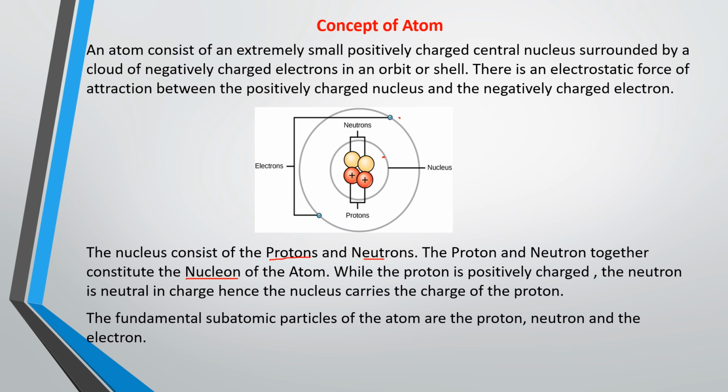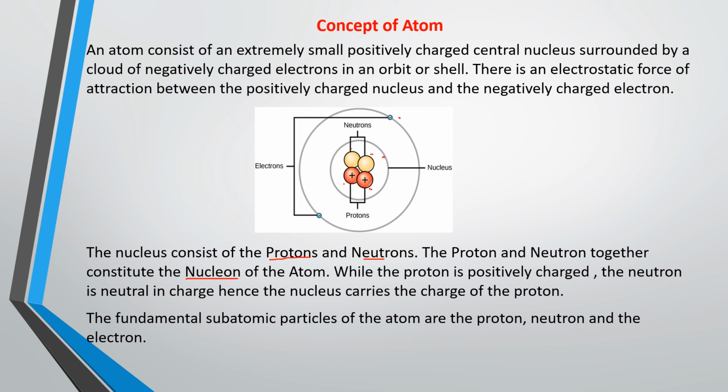So you can either call it the nucleon of the atom or the atomic mass of the atom. We'll get to that. The proton is positively charged, that's what I've said before, while the neutron does not have any charge. So in the nucleus of an atom, you have the protons that are positively charged, while the neutron does not carry any charge. Because the proton in the nucleus has a positive charge, the nucleus of the atom is positively charged.